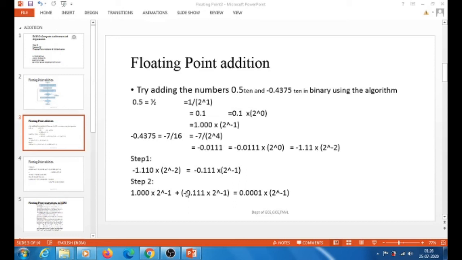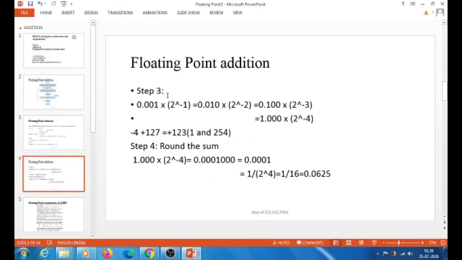And step 2 is that we need to add the significands. Actually, the significand, as mentioned by IEEE 754, is the one that is added with the fraction part. But what we are mentioning here as significand is the bits that are shifted, the bits that are matched with the exponent. Okay, so here the significands are 1.000 into 2 raised minus 1, and minus 0.111 into 2 raised minus 1. The minus sign is here. So if we add both these things, then we get 0.0001 into 2 raised minus 1.